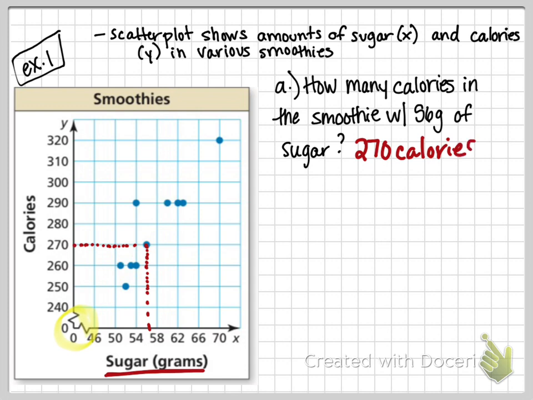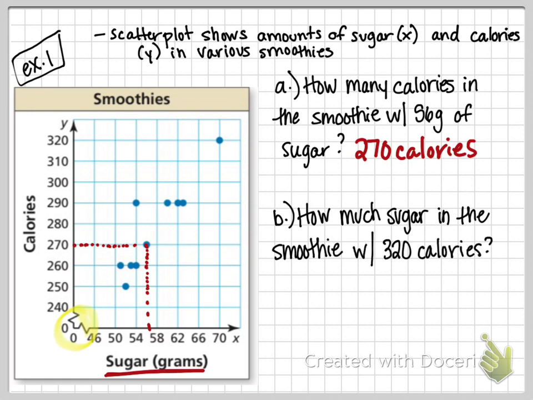So just interpreting based on the data that we're given, being able to read the graph. Or going the other way, how much sugar is in a smoothie with 320 calories? 70. Right, so we go all the way up to the calories on the y-axis, find the smoothie that has 320, and then we can drop down to see how many grams of sugar it has. So that smoothie has 70 grams of sugar.